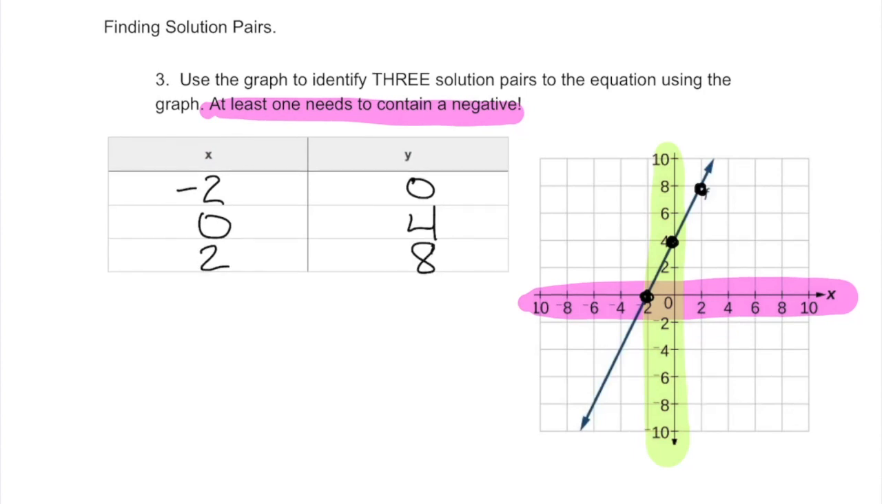So again, when you're given a graph, you just have to make sure you remember which axis is your x-axis and which is your y, and identify the points that it asks for.